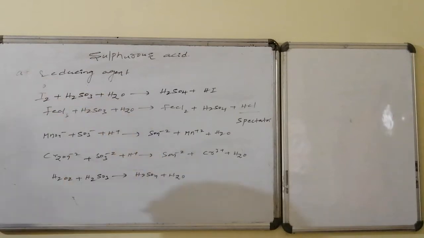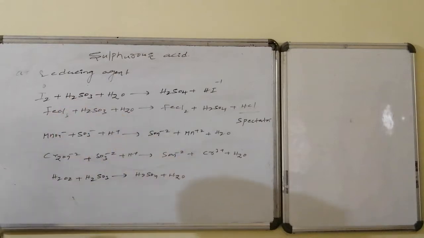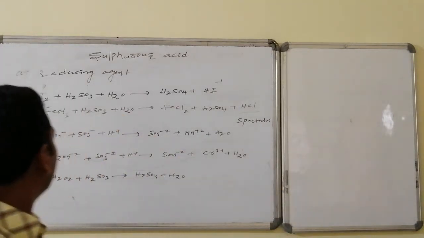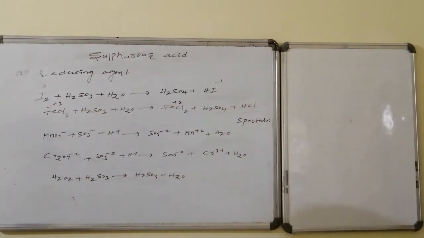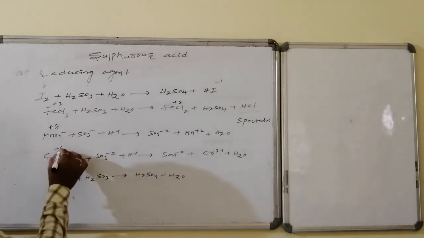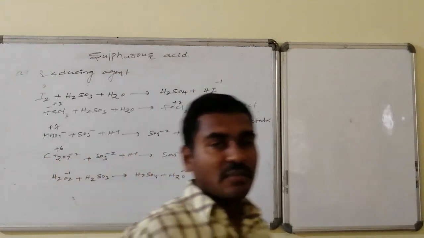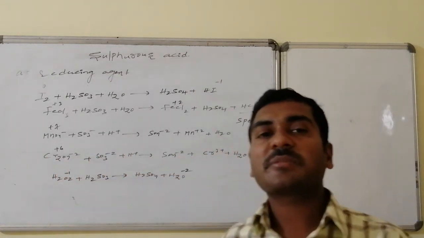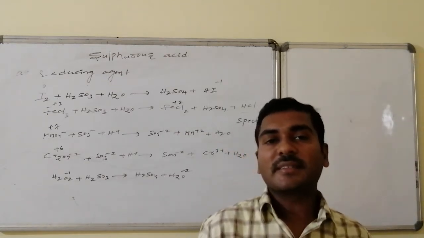Taking the halogens, 0 oxidation state is converted to -1 oxidation state, which is reduction. For this reduction it is acting as the agent, hence it is known as a reducing agent. Similarly here, +3 oxidation state is converted to +2 oxidation state, that is also reduction. MnO4 minus, +7 state, is converted to +2 state, also reduction. Chromium +6 state is converted to +3, also reduction. Hydrogen peroxide, with -1 oxidation state of oxygen, is converted to -2, also reduction. Thus, for the reduction of these listed substances, sulfurous acid is acting as the agent, hence it is said to be a reducing agent.